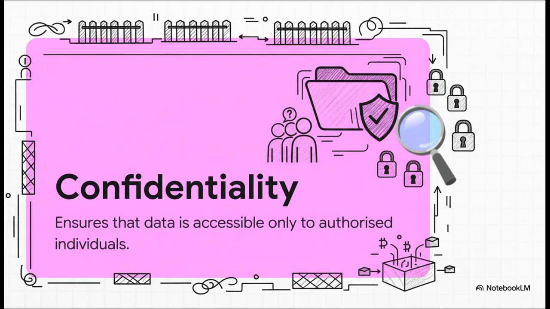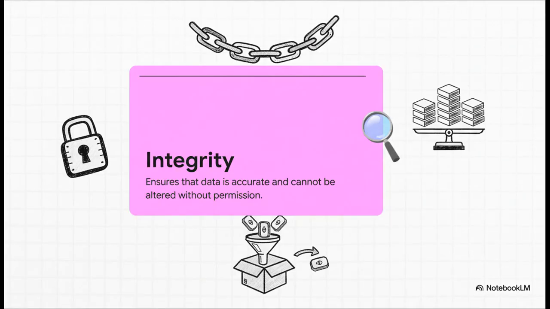First up is confidentiality. This one's pretty simple. Your data should be a secret. It should only be accessible to people who have permission to see it. Think of it like a sealed letter. Only the person it's addressed to should be able to open it and read it. Next up, integrity. This principle is all about making sure the data is trustworthy, that it hasn't been tampered with. This is kind of like the wax seal on that letter. It's the proof that the message inside hasn't been changed on its journey to you.